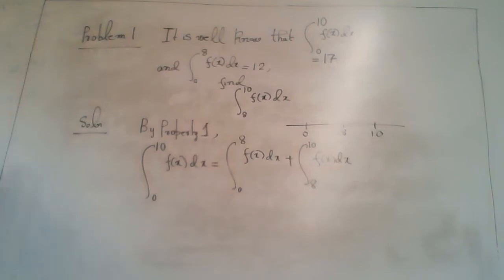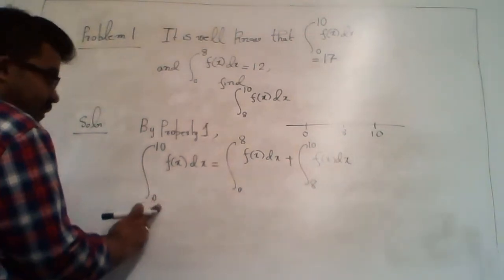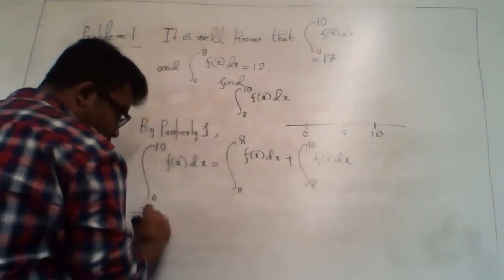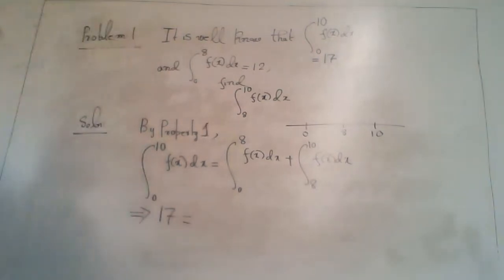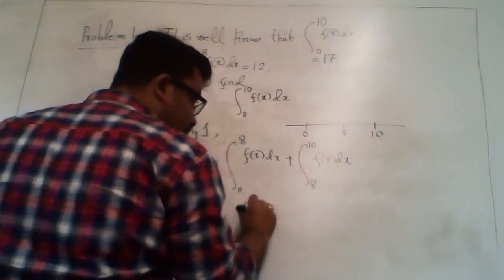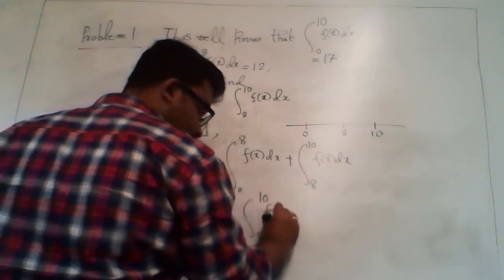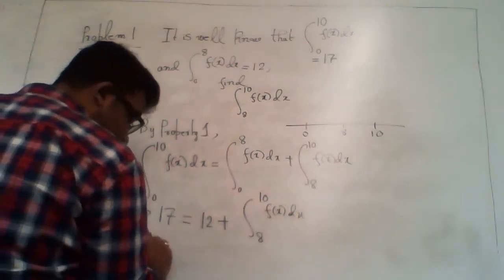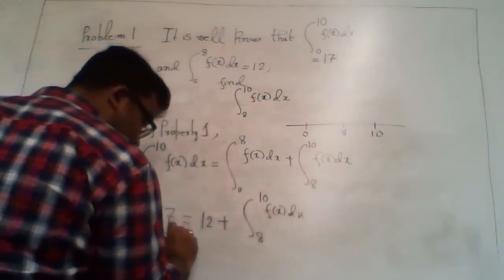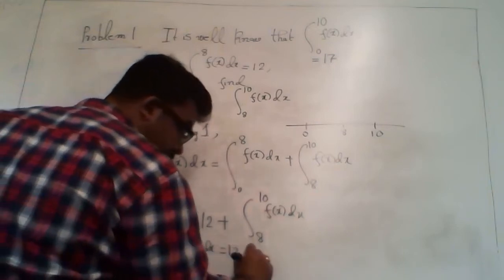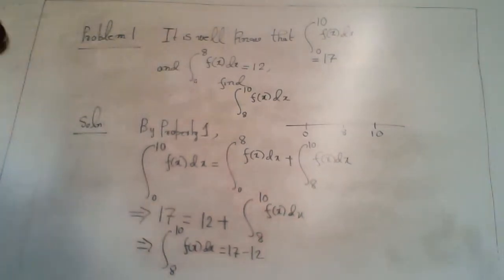Now you see that we already know the value of integral from 0 to 10 f(x) dx. It is given to us, so it is 17. The value of integral from 0 to 8 f(x) dx is also given, it is 12. So we are just left with this. Clearly we can subtract 12 from both sides. So we get integral from 8 to 10 f(x) dx is 17 minus 12, which is 5.